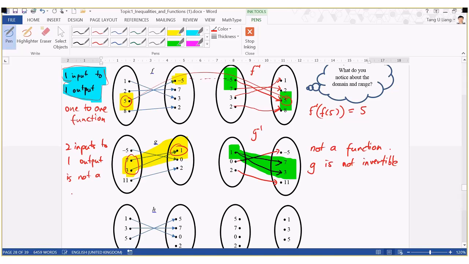Alright, so we learned something. We learned an important fact just now: for a function to have an inverse, or for the inverse to be a function, or to say that if F is invertible, it is necessary for F to be a 1 to 1 function.